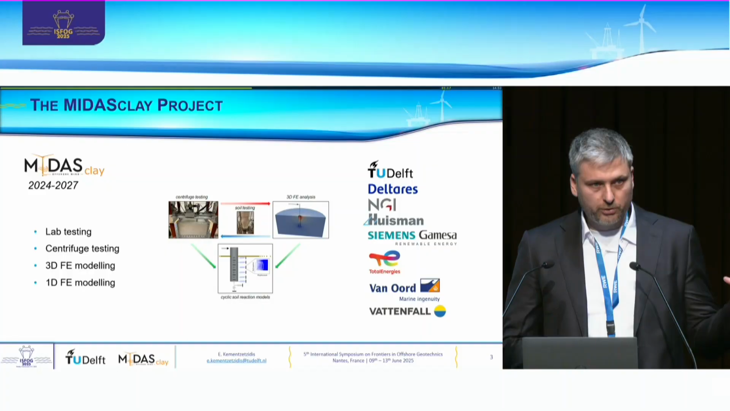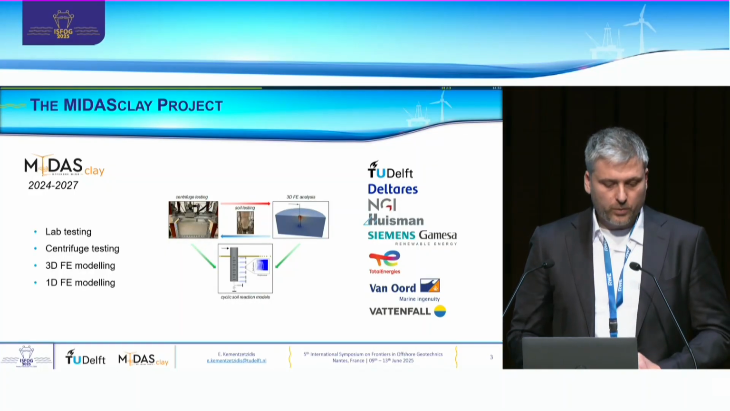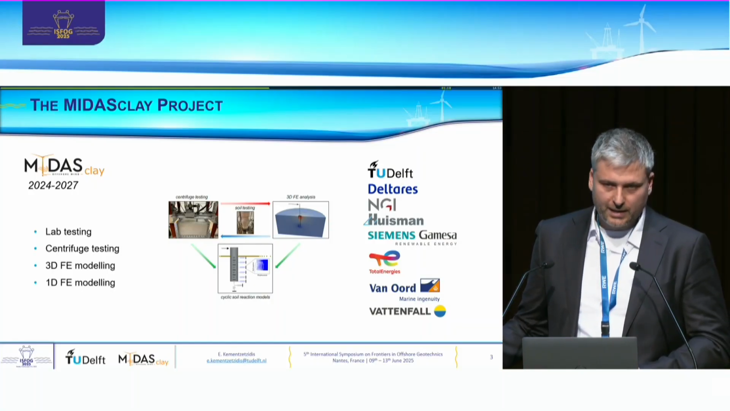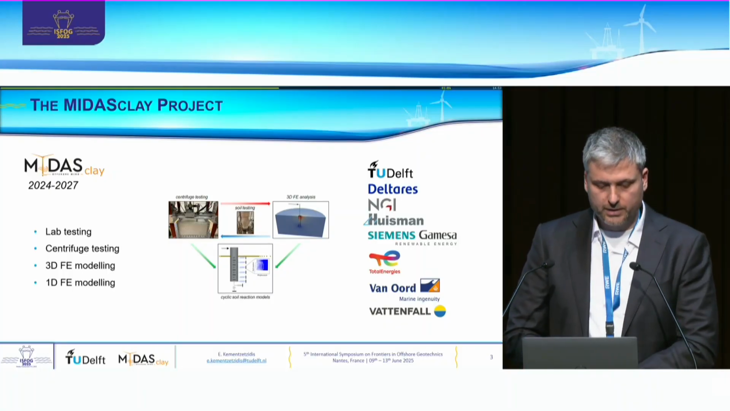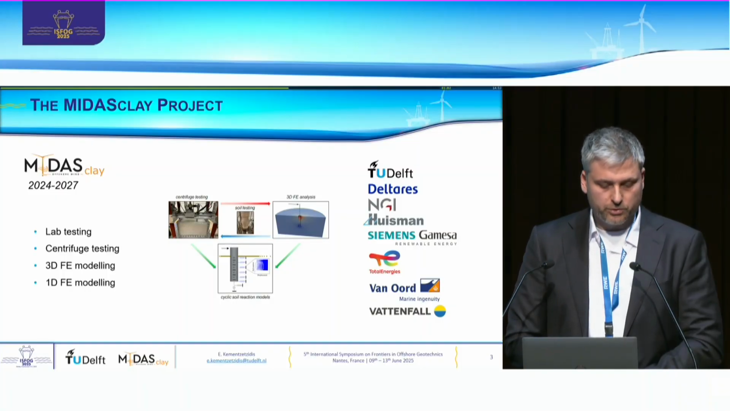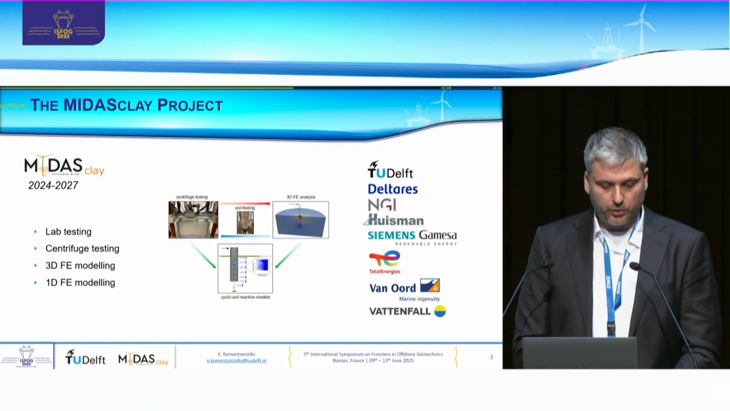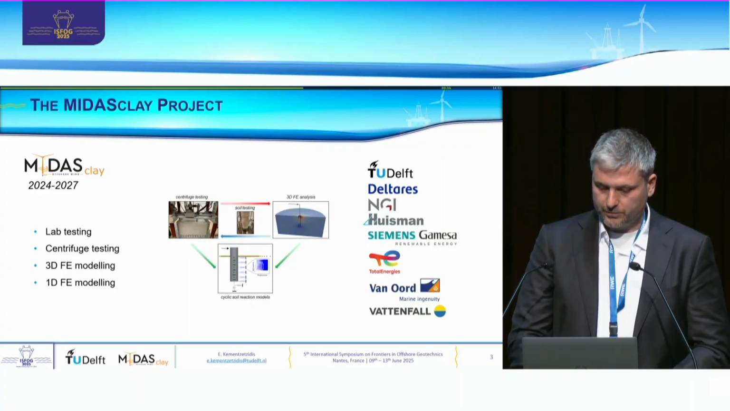We're doing laboratory testing to understand the cyclic geomaterial behavior, in this case clay, and then we're doing centrifuge testing and 3D finite element analysis to understand the response of monopiles in cohesive soils. Then the idea is that by leveraging information coming from these two sources, we would be able to produce a 1D cyclic soil reaction model to support monopile analysis in cohesive soils.